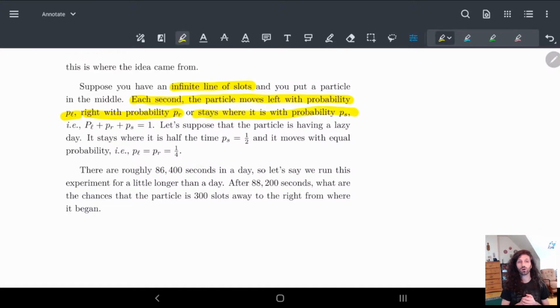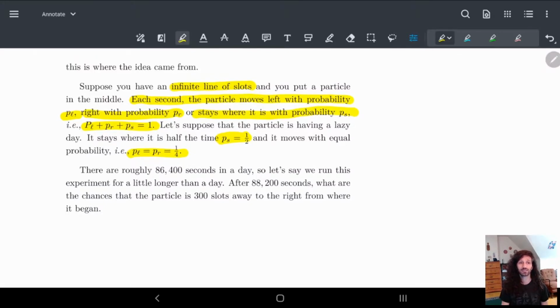So this is why this is called a random walk, because you start somewhere and every second it moves. So it's like randomly walking in some kind of random way. But notice how we have to specify that P of L plus P of R plus P of S has to equal 1. Because at every moment something has to happen. Either you stay put, you go left, or you go right. And so what we're going to do is put in numbers and see what happens. The particle's having a lazy day, so it's going to stay put half the time. And it's going to move right or left with equal probability 1/4.